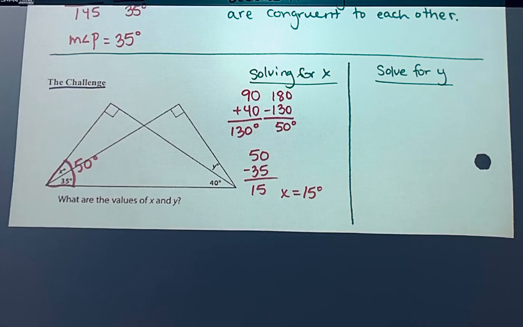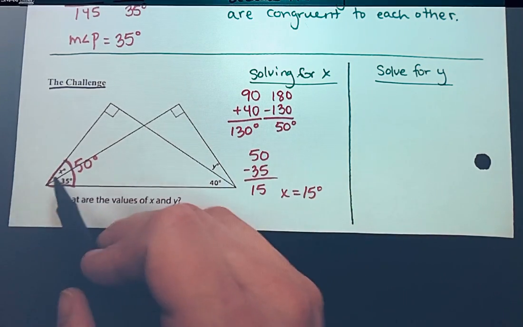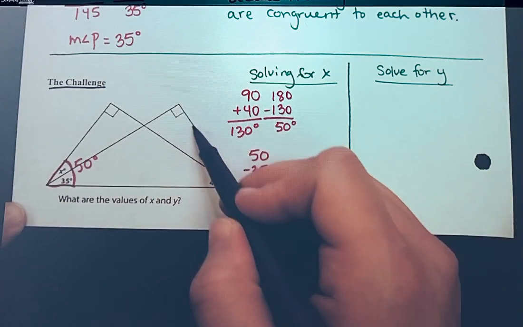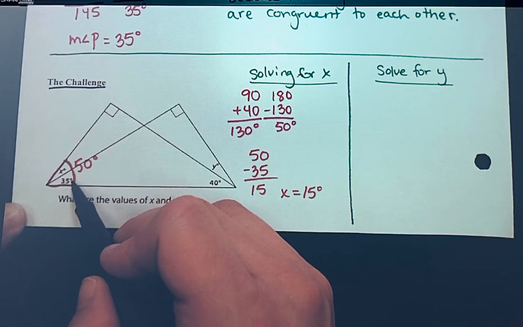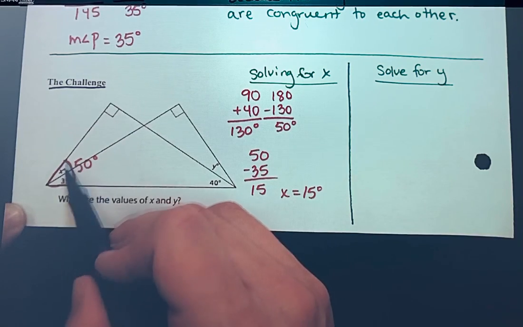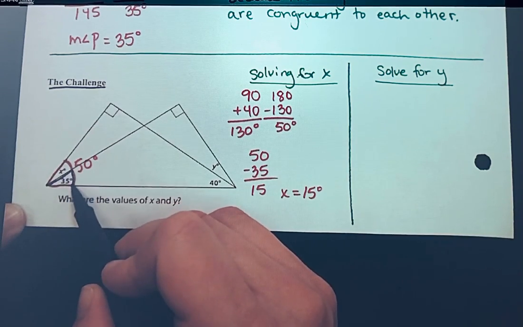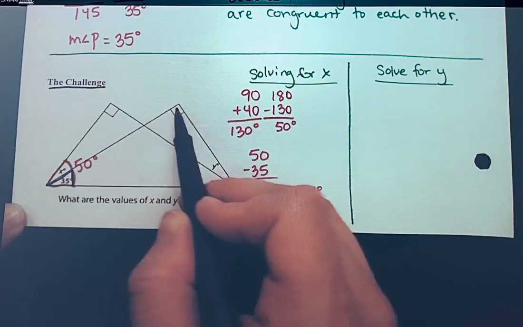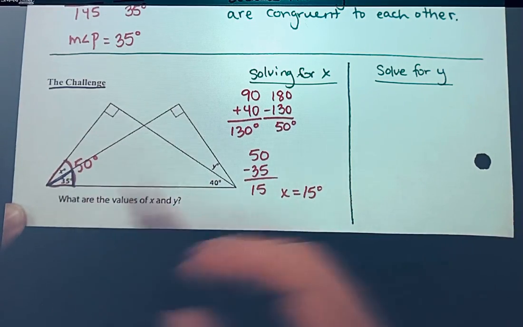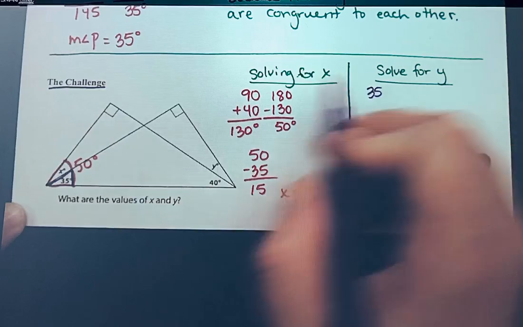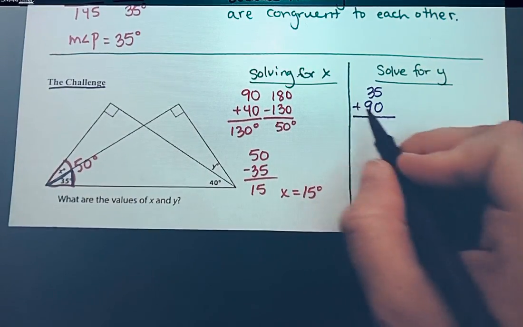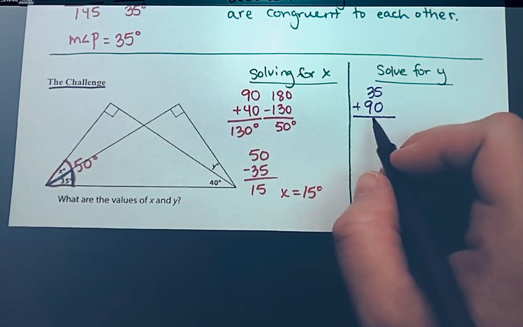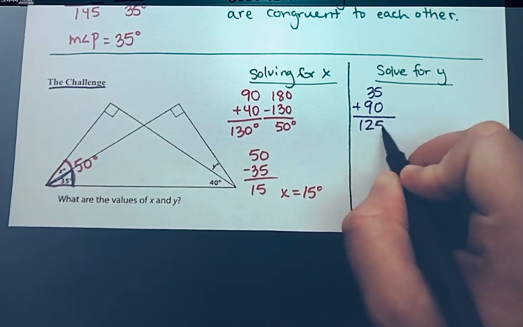Next, solving for y is very, very similar. You have 90 degrees here, so I'm looking at this triangle. So I have 35 that I'm going to use. Don't use 50 because we're just looking at this piece right here. Because we're going up to this triangle. So we're using 35 and we're using 90. And I'm adding that together. Well, 35 plus 90 is 125.